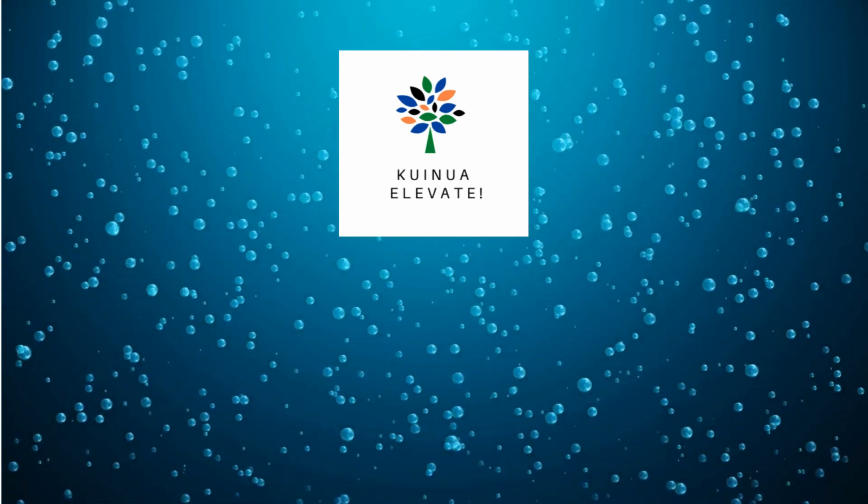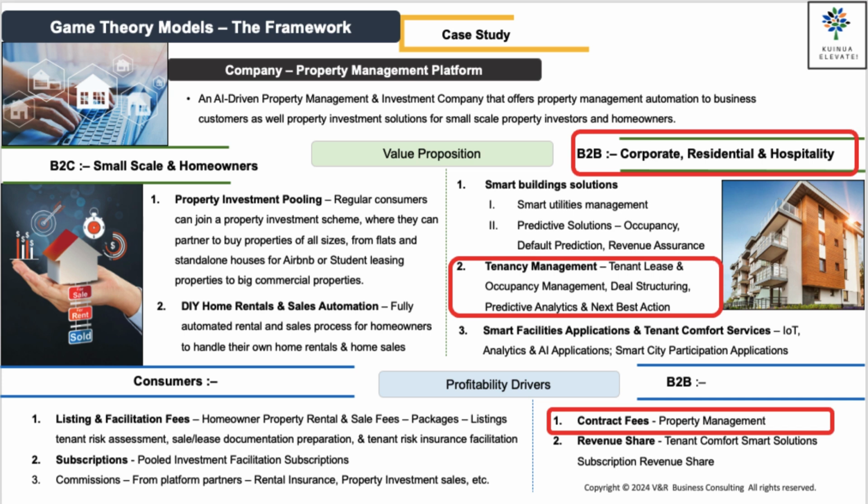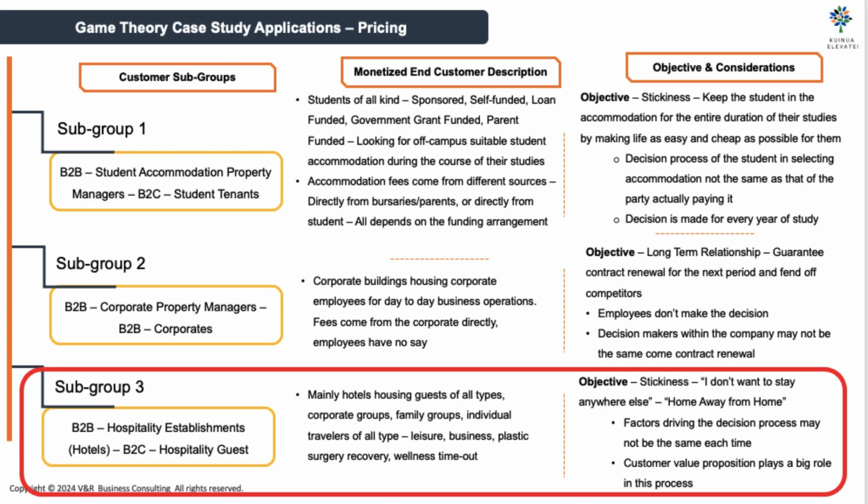Let's now go back to our case study. For this game theory as applied to pricing part of the course, we'll stick to customer type B2B, business model occupancy management, sub-customer type hospitality establishments. Now, consider that you're running your platform for a hotel chain that has a tiered offering. That is, they have hotel brands targeted at different income groups, from budget hotels to super luxury hotels at different regions and locations around the world.